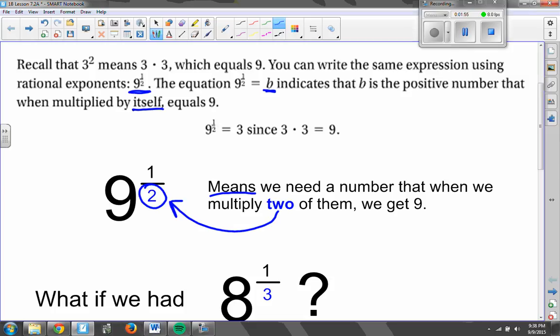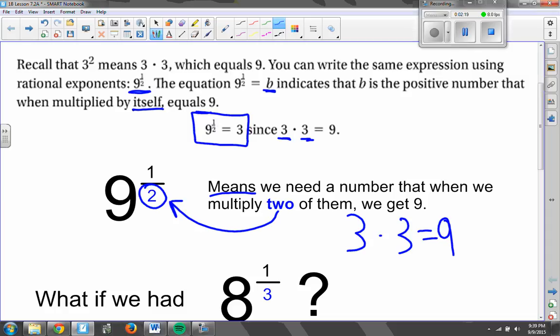Well, what number is that? Obviously, we should know that that is 3. If I list out 2 3s and I multiply them together, I get 9. So that's why your book says 9 to the 1/2 power equals 3, because when we list out 2 of them, 1, 2, and multiply them together, we get 9.